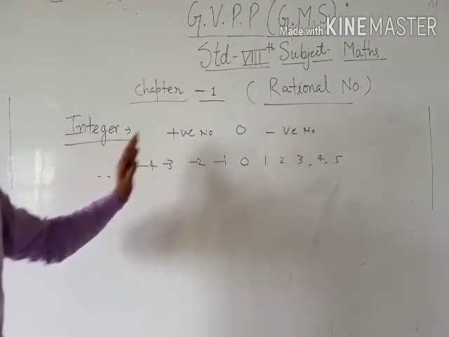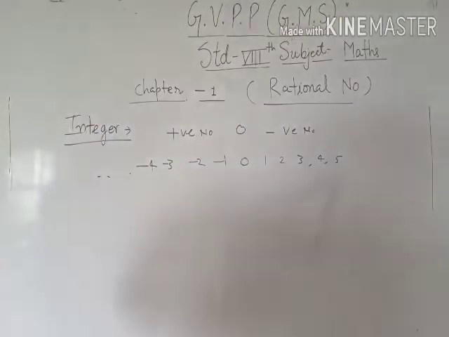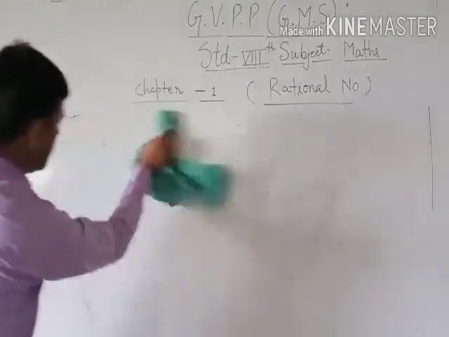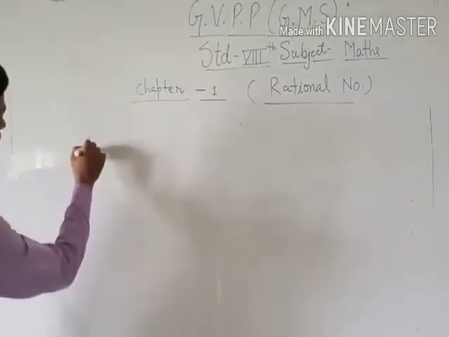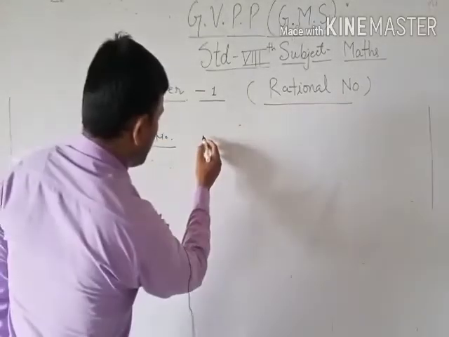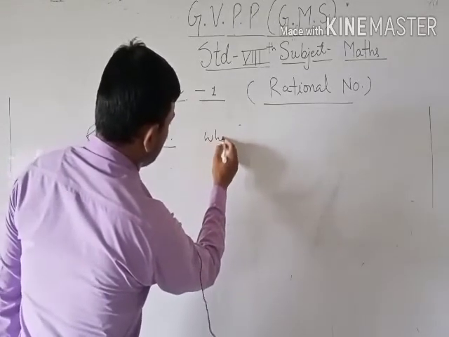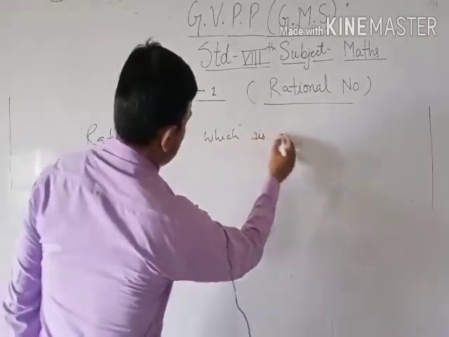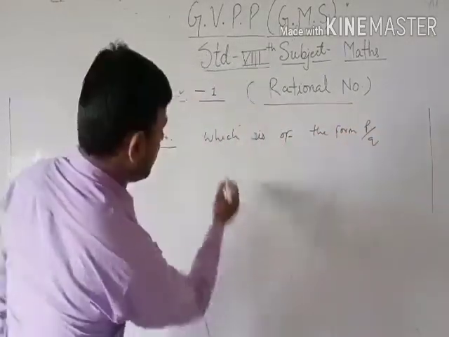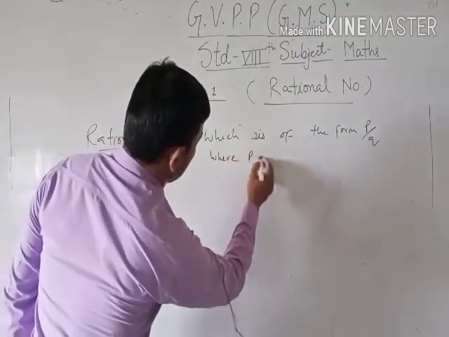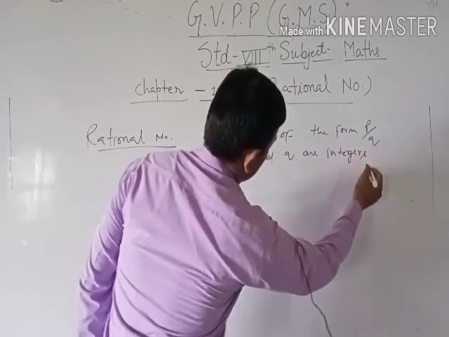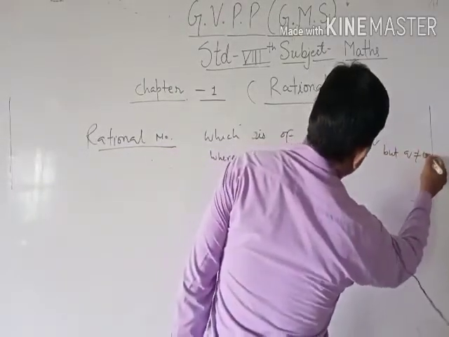Okay, now you have to study rational numbers. So try to understand what a rational number is. A rational number is a number which is of the form p by q, where p and q are integers, but q is not equal to 0.